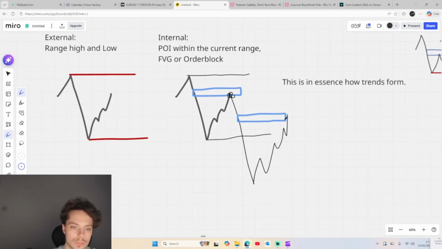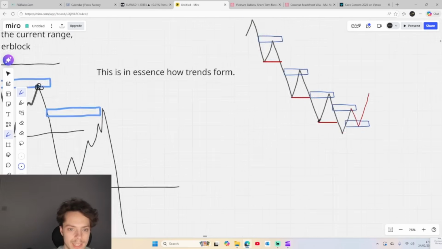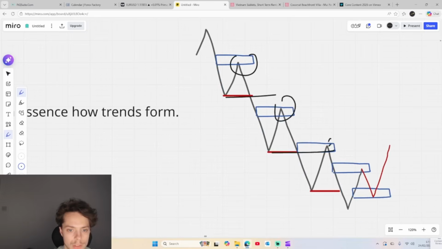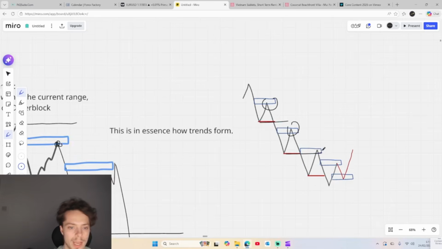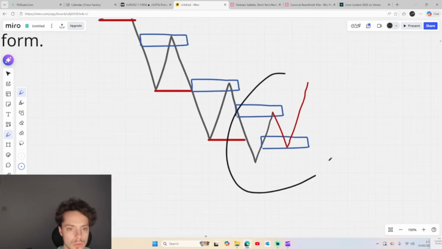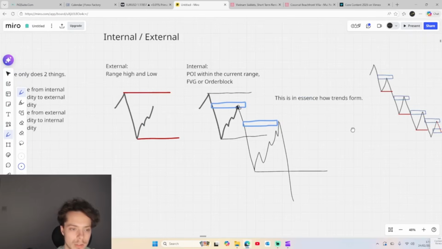And then what we're going to do after we take internal liquidity, that's right, we take external. And again, this is in essence how trends form. So internal, external, internal, external, internal, external, internal, etc. And the only time this fails is when we have a reversal, which is obviously only 20% of the time, because 80% of the time the market is going to be trending.